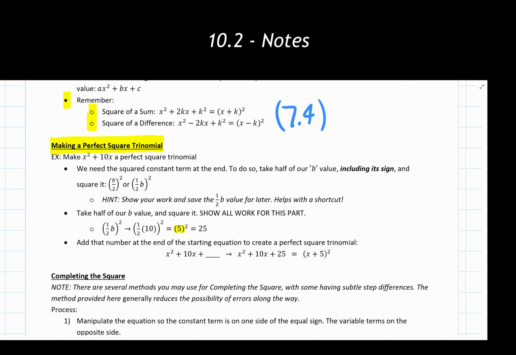So we're going to start with an example of assuming we have x squared plus 10x, and we're told to make a perfect square trinomial. What we need to do to make that happen is create the constant term at the very end. If we're looking at this compared to our two forms written up here, this current one in our example is missing this perfect square at the very end, and that's what we need to make. Now, our process for doing that is we're going to take half of the b value, including the sign. You want to make sure you're including that. A lot of people forget that, and that gets them into trouble. And then we are going to square that answer.